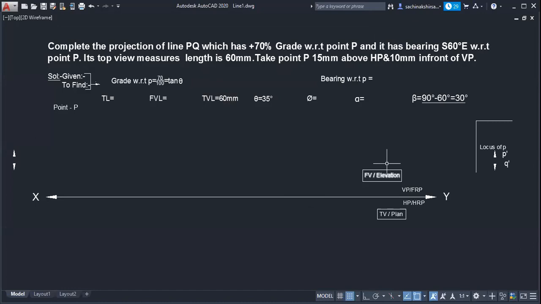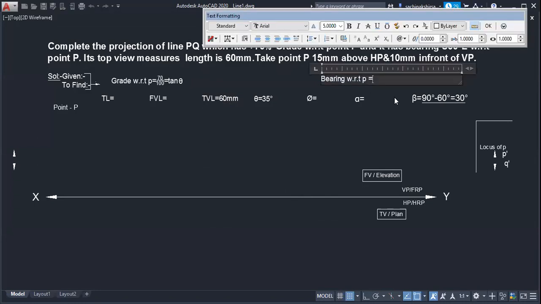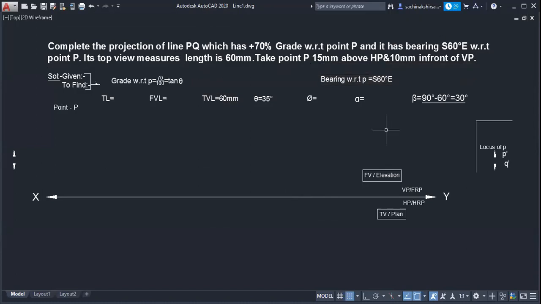Is it an assumption problem or a simple problem or a conventional problem? Simple problem, but we should not make mistakes while solving it. The parameters which are given are related, so it is very simple. And I think the position of point P is given. Take point P 15 mm above HP and 10 mm in front of it.